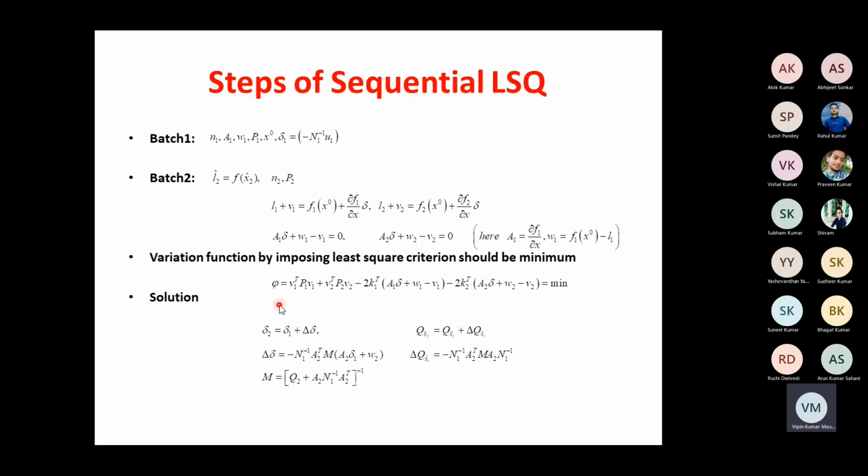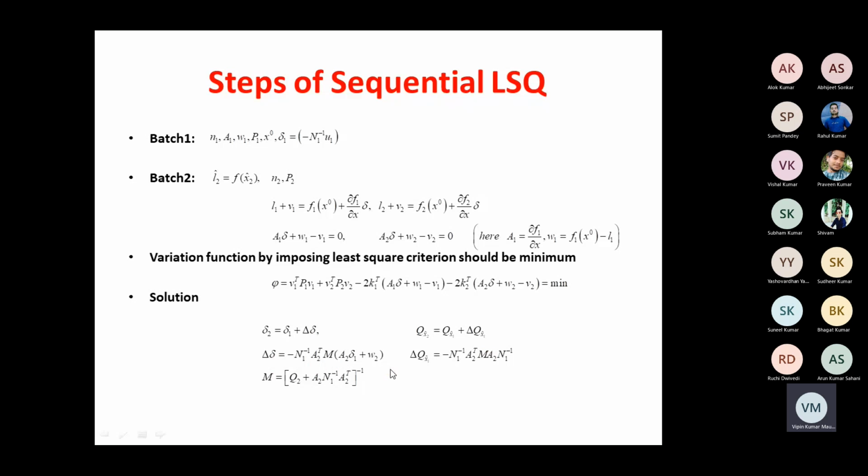So what would be the answer? What we are expecting, when we have used the new observations, is delta 2. So the previous estimate, delta 1, plus this one, delta. Similarly for the covariance matrix, Qx2 equal to Qx1 plus delta Qx1. And what would be this delta? This value you can compute using N inverse A2 transpose M. So this expression you have to see.